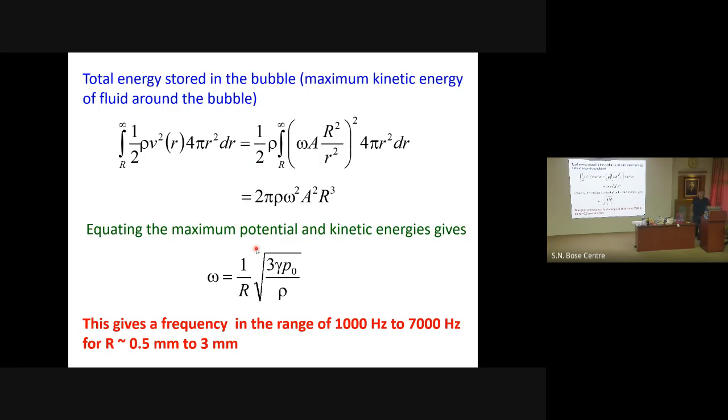All right, so here's the frequency. It is inversely proportional to the radius, 1 over r. Gamma is the adiabatic constant, P naught is the atmospheric pressure, and rho is the density of the liquid. This gives a frequency in the range of 1 kilohertz to 7 kilohertz for bubbles of 0.5 mm to 3 mm. It's very easy to calculate. Again, 12th grade stuff.